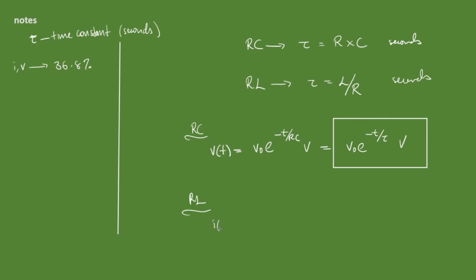I of t is going to be I naught e to the minus R times T all over L amps. Remember we said the time constant is L over R, so our final formula is going to be T over tau. So that's I naught e to the minus T over tau amps. That's what we try to get when we're dealing with RC and RL circuits.